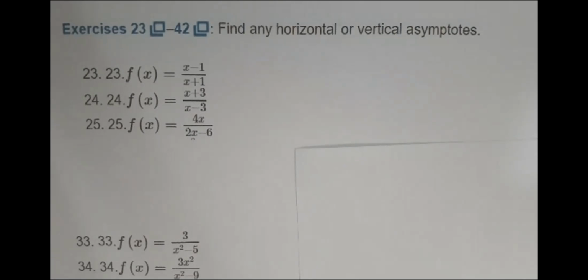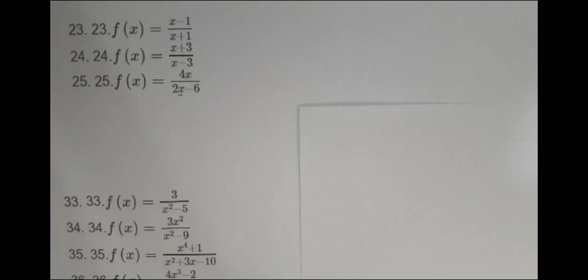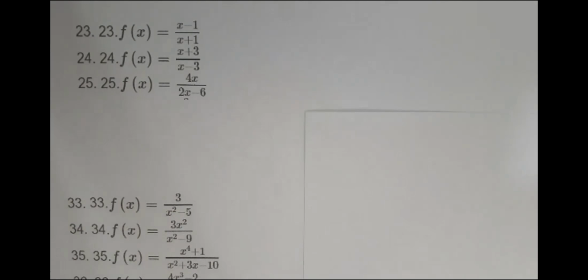First, you should make sure it's fully factored. I think most of these are factored. 25 has a constant you can pull out, but 23 and 24 definitely are factored. Oh, we're doing 25, huh? Okay, we're not doing 23, 24. 25 is the one that we should be doing.